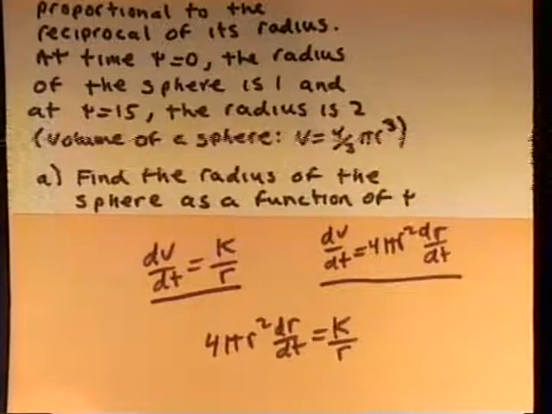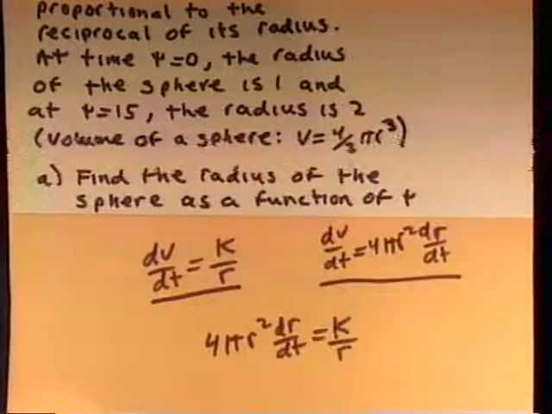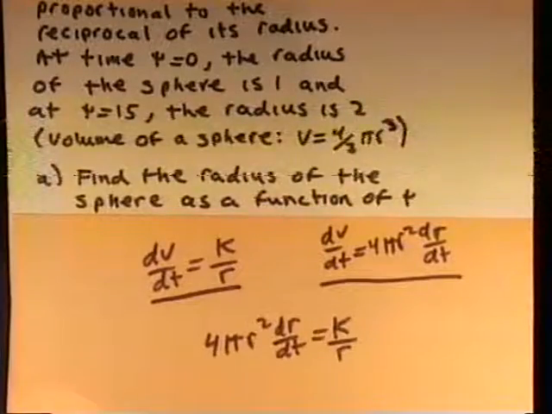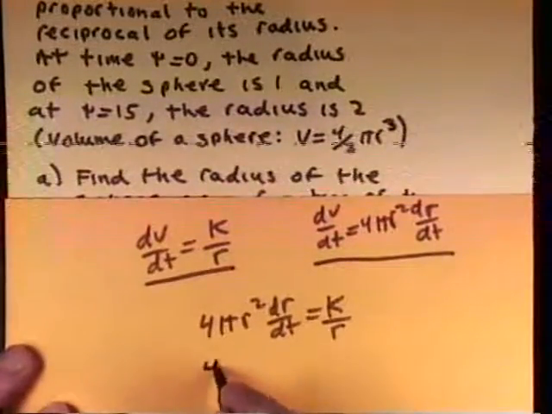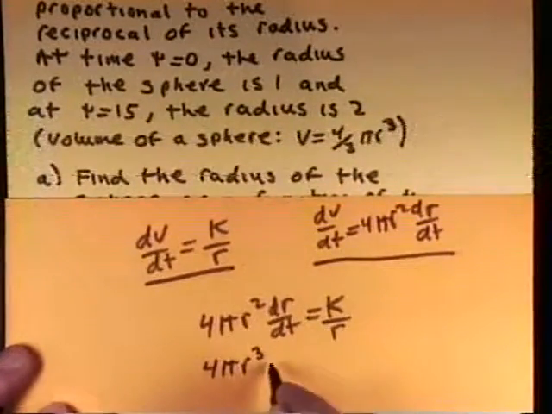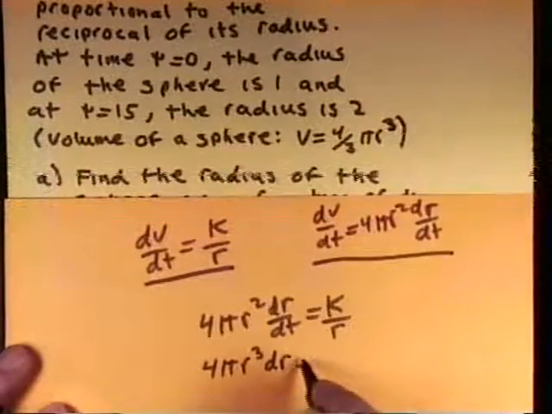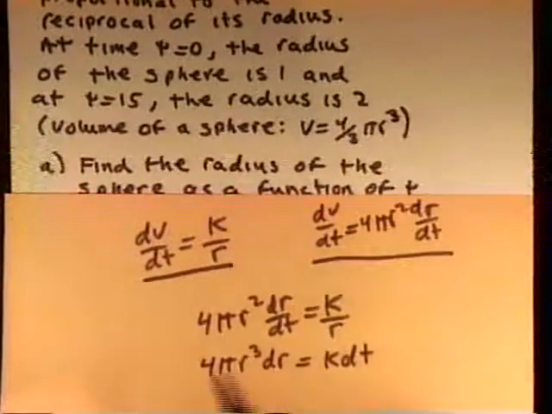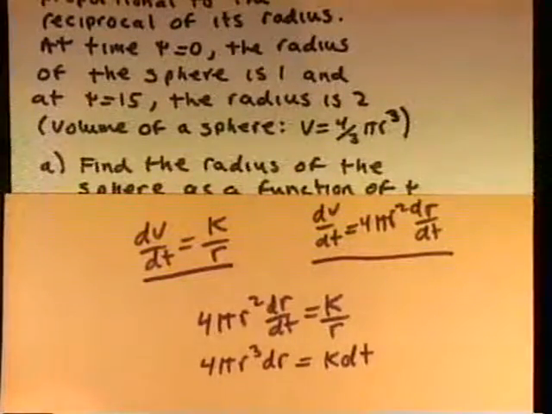Okay, first you have to put all the r's on the same side, right? Excellent, excellent. You have to put all the r's on the same side because... So you multiply by r and you get 4 pi r cubed dr/dt is equal to k. Okay, I'm going to make it k dt. Because we've got to get all the r's on one side, and all the t's on the other.